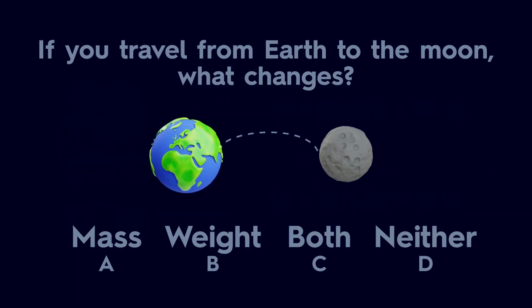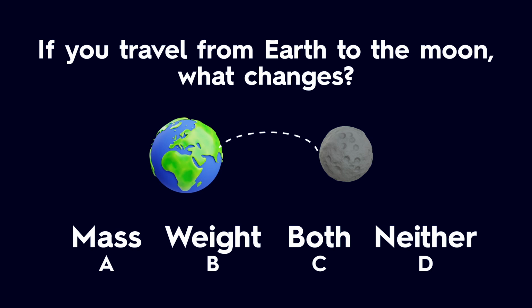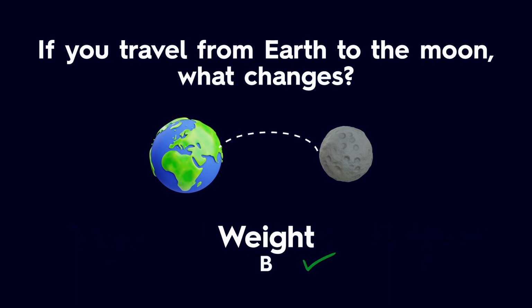Now, back to our quiz. The correct answer is B, weight only. Your mass is the same on Earth and on the Moon, but your weight changes because g changes.